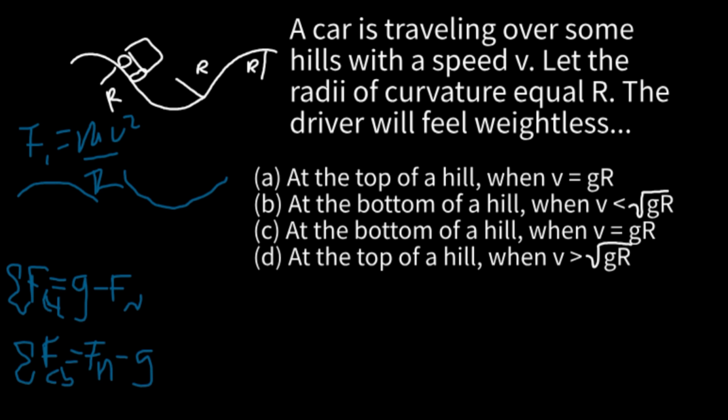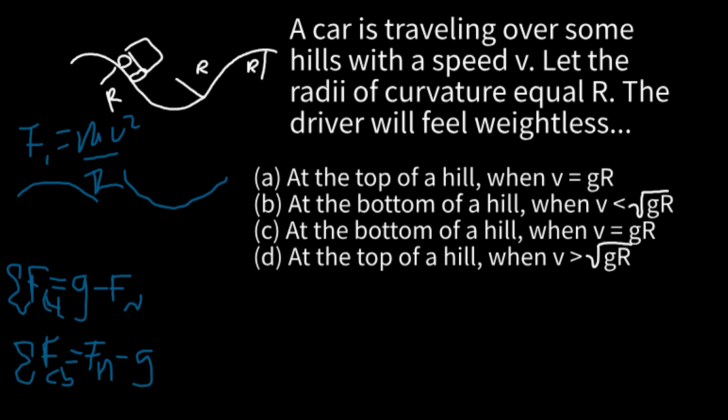At the top, we could say this normal force, let's say it equals 0. Then at the bottom, it has to equal 2g, because then the centripetal force at the top and the bottom of the hill will be exactly g. The normal force at the top of the hill could be larger, but that just shows you how the driver is going to feel heavier at the bottom of the hill.